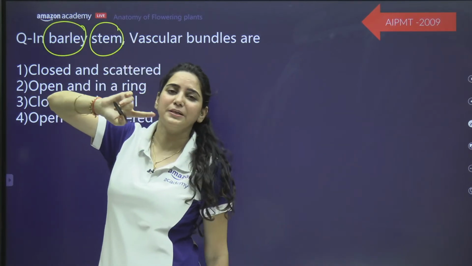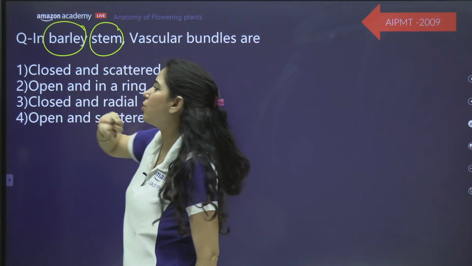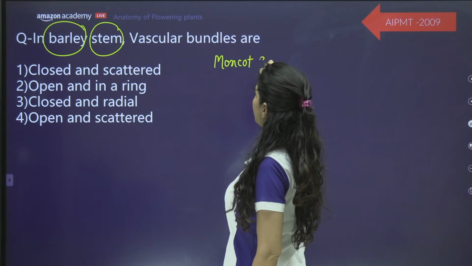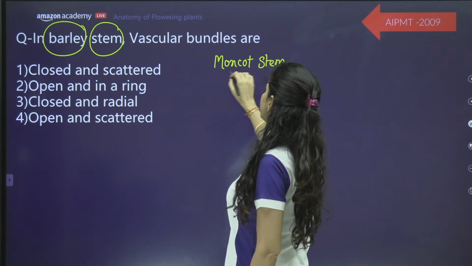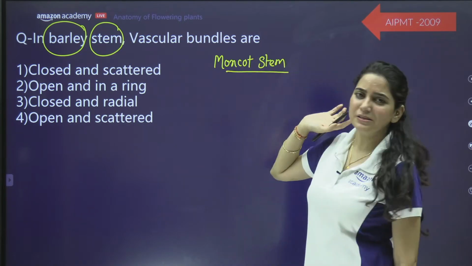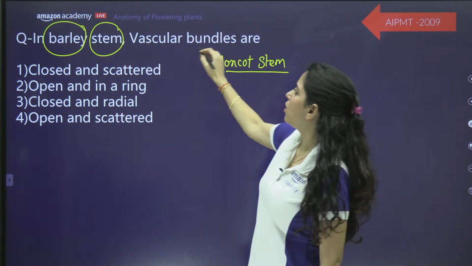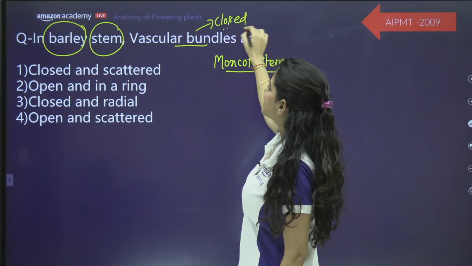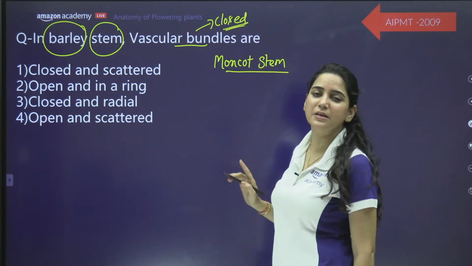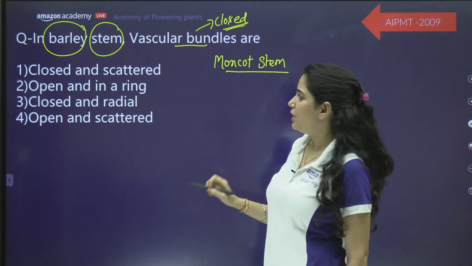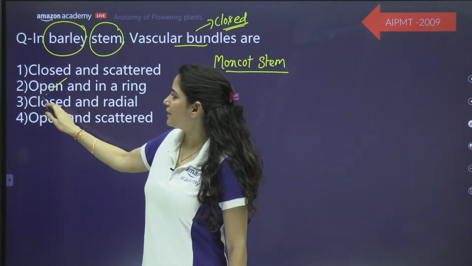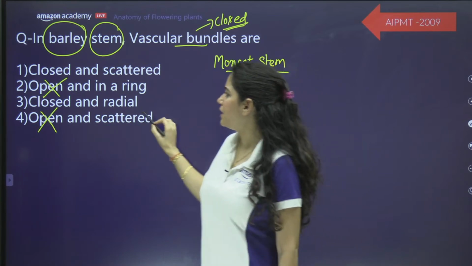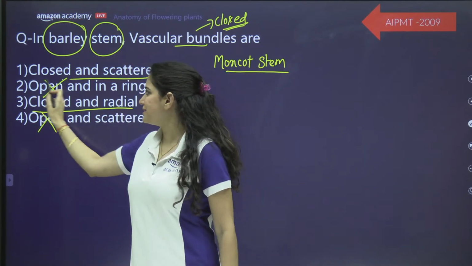Now you got to know beta that barley is a monocot. So basically they are asking about monocot stem. Now, first things first. Vascular bundles in monocots will always be closed. क्योंकि मोनोकॉट से सेकेंडरी ग्रोथ कभी भी नहीं होती है, right? So wherever open is written, that is out of the scenario. You don't have to think about it. Now just see closed and radial or closed and scattered.